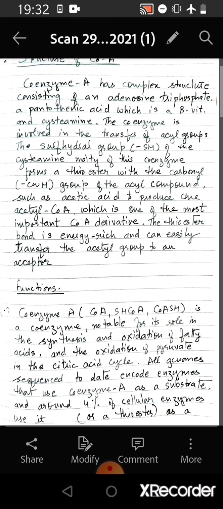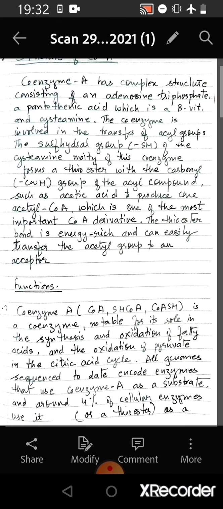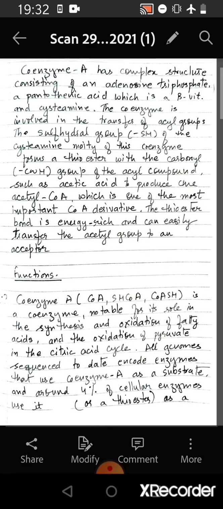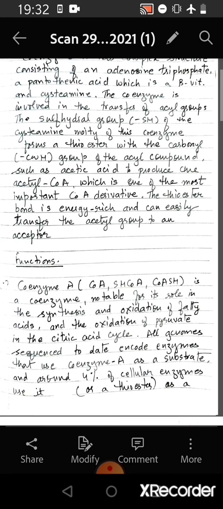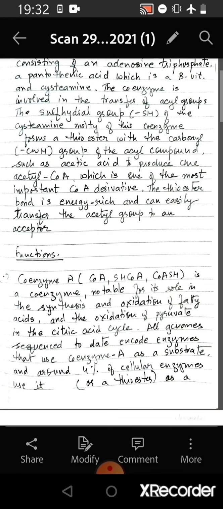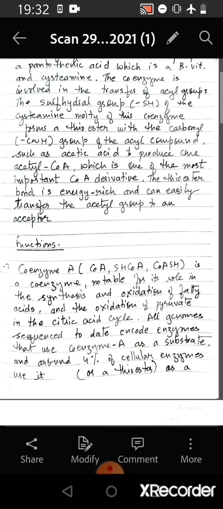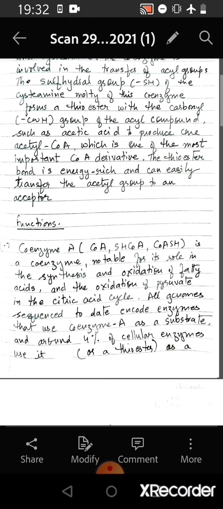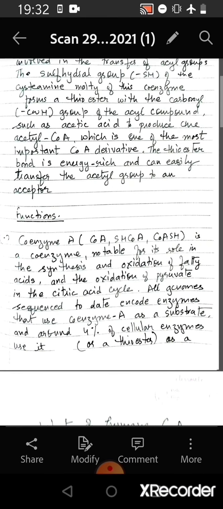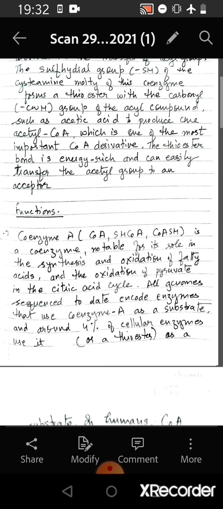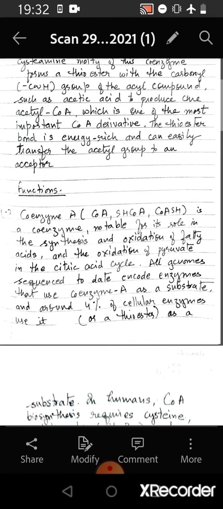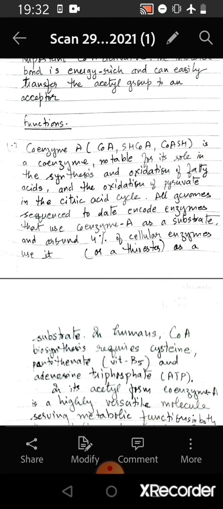The coenzyme is involved in the transfer of acyl groups. The sulfhydryl group, that is SH, of the cysteamine moiety of this coenzyme forms a thioester with the carboxyl group of the acyl compound, such as acetic acid, to produce the acetyl coenzyme A, which is one of the most important coenzyme A derivatives. The thioester bond is energy rich and can easily transfer the acetyl group to an acceptor.